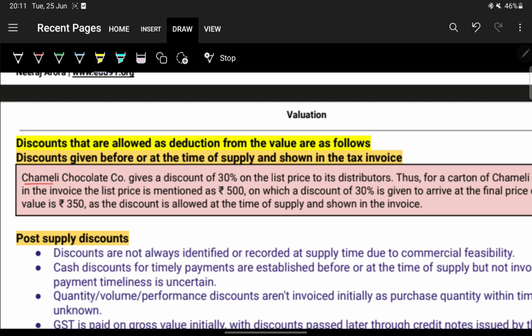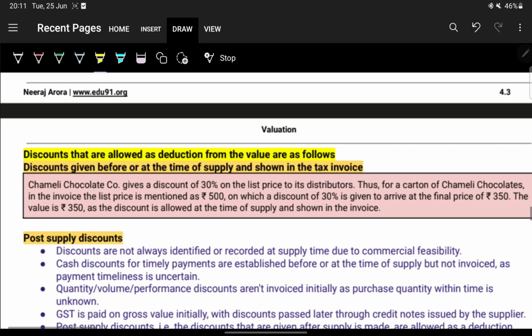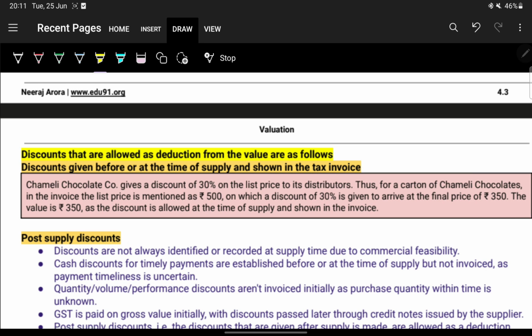This Chameli chocolate company gives a discount of 30% on the list price to its distributors. Thus, for a carton of Chameli chocolates, the list price is mentioned in the invoice as 500 rupees, on which a discount of 30% is given to arrive at a final price of 350. This 350 is allowed, because it is given at the time of supply.